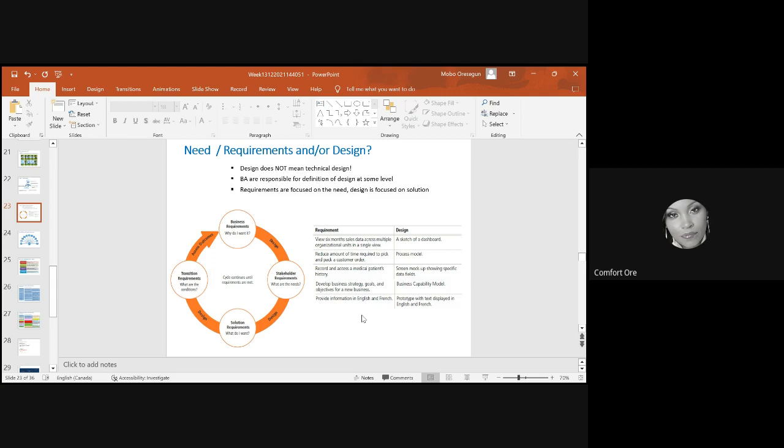Okay, the last one, provide information in English and French. If you've been to any website here in Canada, you can attest to the fact that there is a provision where you can actually read the same text in English and French. So also what we're saying here is to have a display of the same information that gives a prototype that this information is available in English and French.